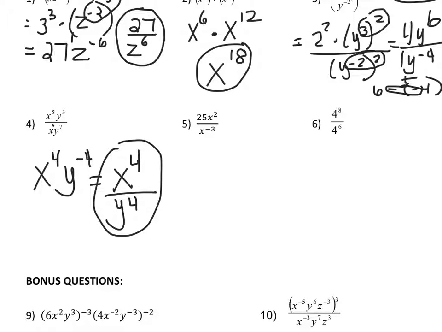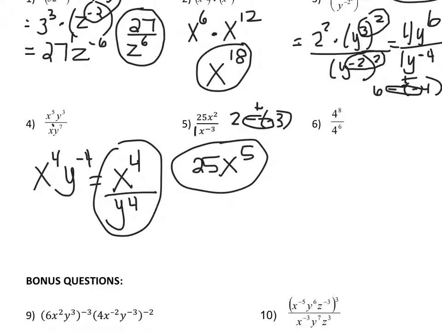Remember, this in number 5, 25x squared divided by x to the negative 3rd is the same as 25x squared divided by 1x to the negative 3rd. Another division problem. 25 divided by 1 is 25. The base stays the same. And you subtract the exponents. Be careful. You're not doing 2 minus 3. You're doing the top exponent minus the bottom exponent. It's really 2 minus negative 3, which becomes 2 plus 3, or 5. No negative exponents, so you're done.